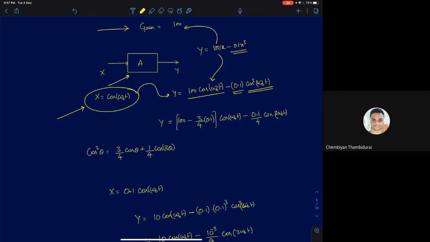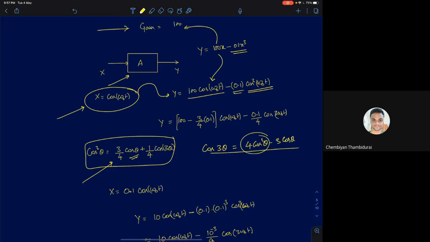Now I'll use the simple expansion. Cos cube theta can be written as 3/4 cos theta plus 1/4 cos 3 theta. I think a more familiar expression, most of you will be familiar with, is cos 3 theta equals 4 cos cube theta minus 3 cos theta. So from this we can write an expression for cos cube theta as 3/4 cos theta and 1/4 cos 3 theta. Now if I use that, I can write this expression as 0.1 by 4 cos 3 omega naught t, plus you'll also have 3/4 into 0.1 cos omega naught t. So that's what I've written here.